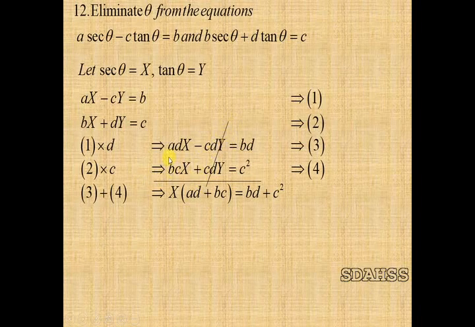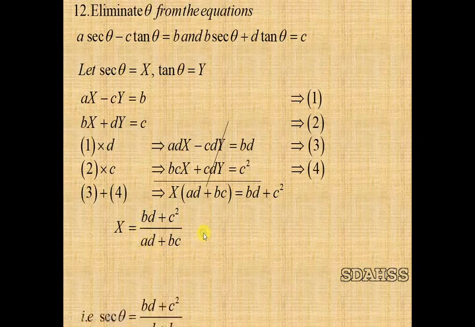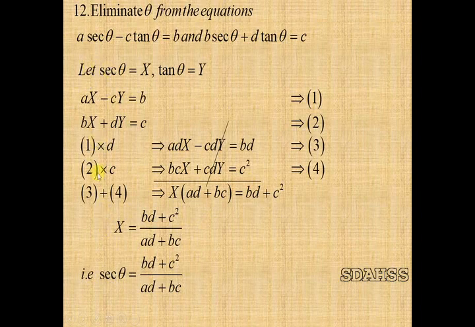So remaining you have adx plus bcx. Here x is common, so take it outside. So you have x into (ad plus bc) is equal to bd plus c square. Then x is equal to (bd plus c square) divided by (ad plus bc). Then in the place of x you have to substitute secant theta. Secant theta is equal to (bd plus c square) divided by (ad plus bc).